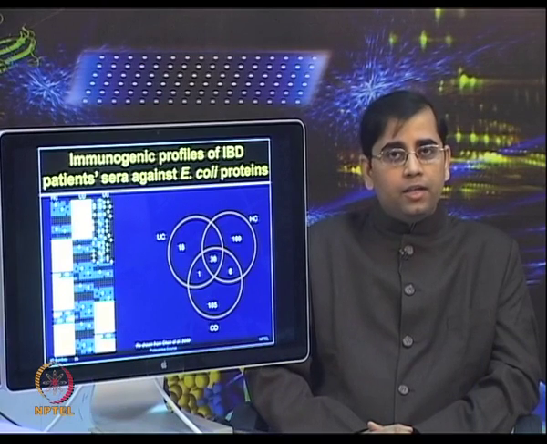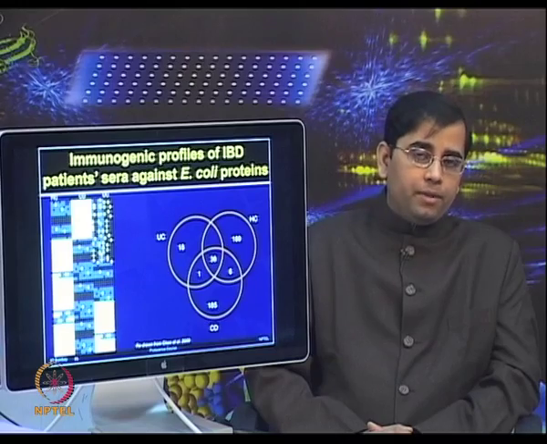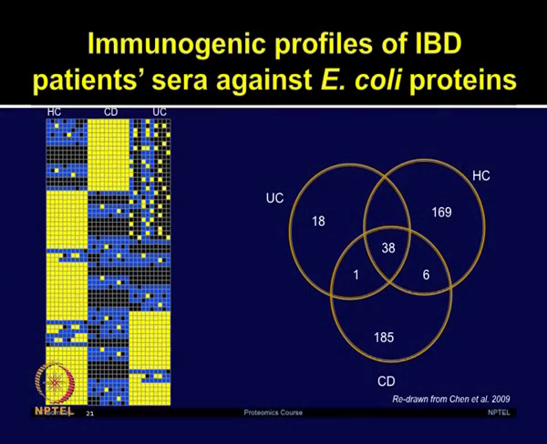Now, after doing this screening on the E. coli chip, the authors generated a heat map of 273 differentially expressed immunogenic proteins, which they identified after comparison of healthy control and the Crohn's disease samples. Now, they also performed a comparison of UC, HC and CD, which is shown in the slide in the Venn diagram on the right hand side, which shows that differentially immunogenic proteins showed very limited overlap among the HC versus CD and CD versus UC.